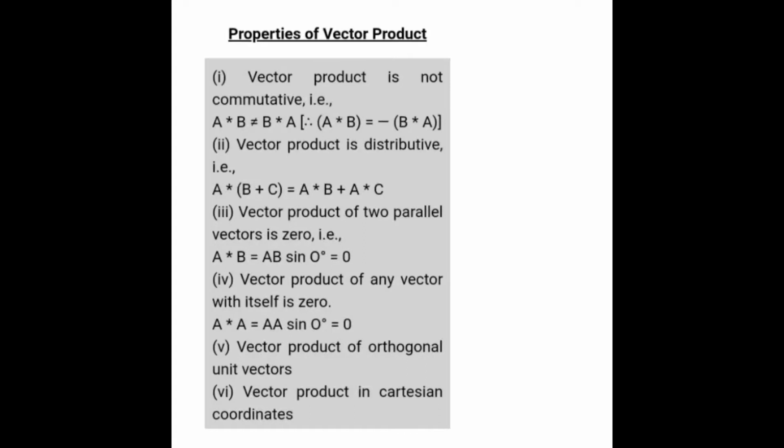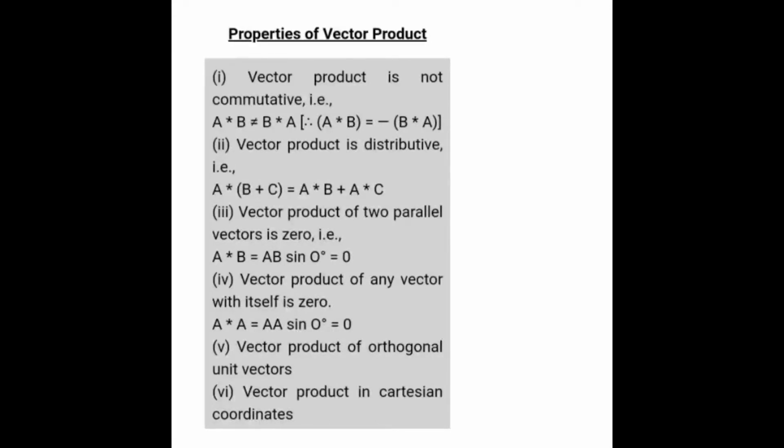So the vector product of any vector with itself is 0, that means a vector cross a vector, that is a dot a, that is sin 0. Vector product of orthogonal unit vectors, vector product in Cartesian coordinates. So in Cartesian coordinates, the orthogonal vectors are the vectors acting along the x-axis, y-axis and z-axis, that is i cap, j cap and k cap.